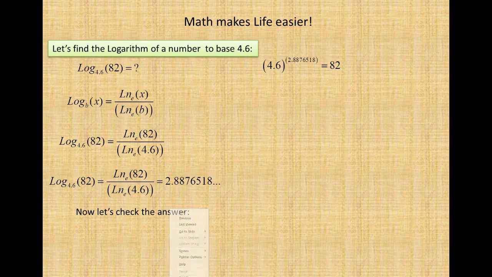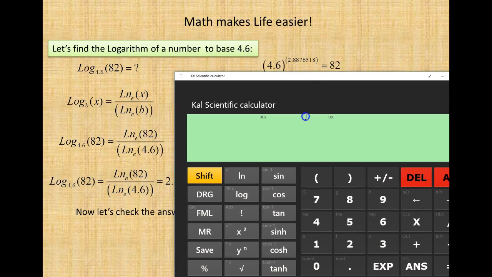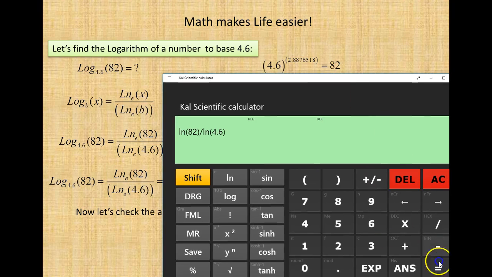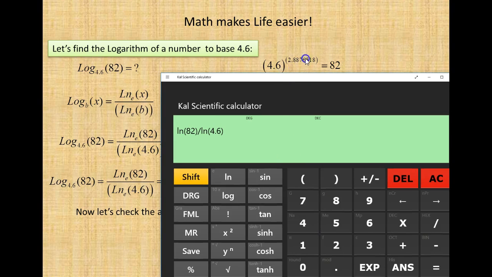Now let's check that on the calculator. So let me move that here. And we have the natural log of 82 divided by the natural log of 4.6. Okay, 4.6 in parentheses. And then we hit the equal sign. Well, let's move my equal sign here. And we come up with 2.876518. And that's the same thing we had up here. Now let's save this. Now let's raise 4.6 to that power.